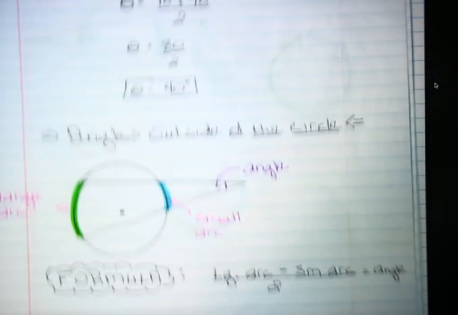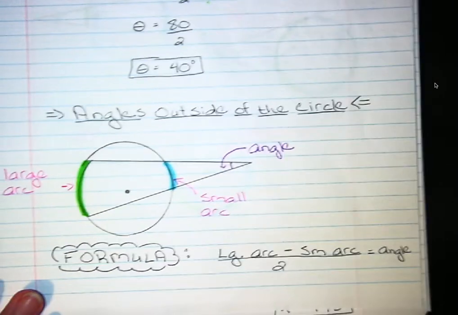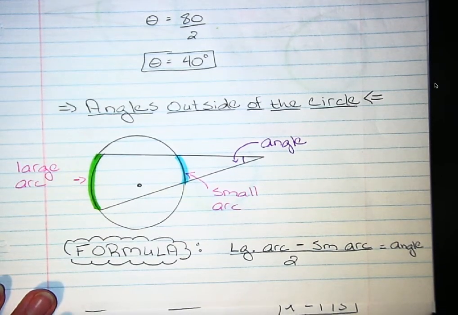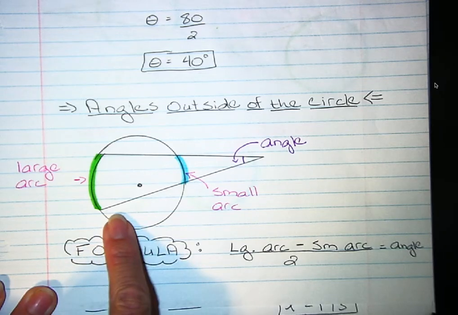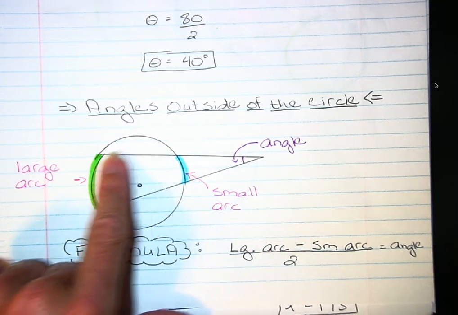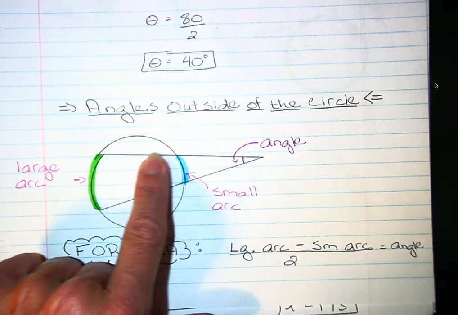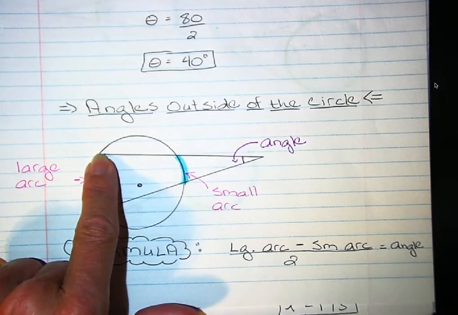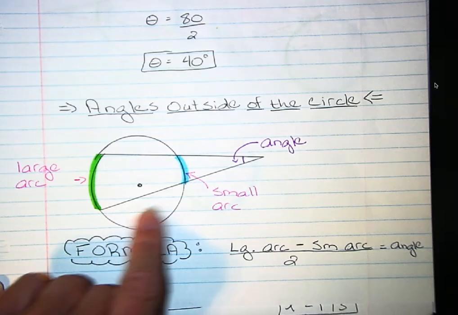Now let's talk about angles that are created outside of the circle. These can be created a few different ways. But generally speaking, this one right here, in this example right here, these are two secants. Remember the definition of a secant. It's a line that intersects the circle in two spots. So this is a secant and this is a secant.